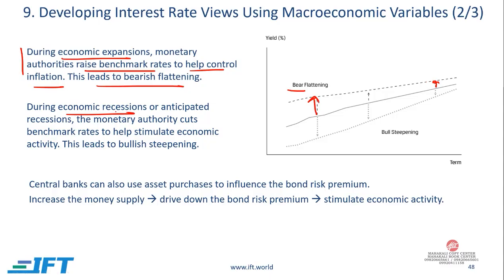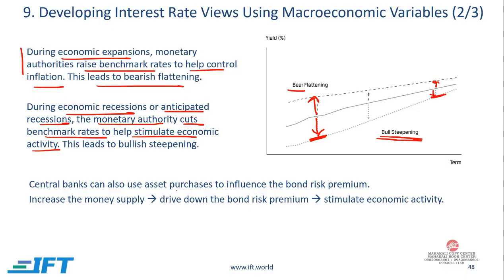During an economic recession or an anticipated recession, monetary authority cuts benchmark rates to help stimulate activity. Since rates are being cut, that means that the yield curve will move down. This is a bull steepening because short-term rates get cut more than long-term rates. So there is a greater influence on the short-term rates. Those rates come down more compared to these long-term rates. So this is a bull steepening.